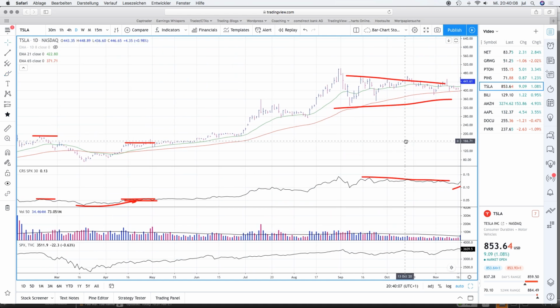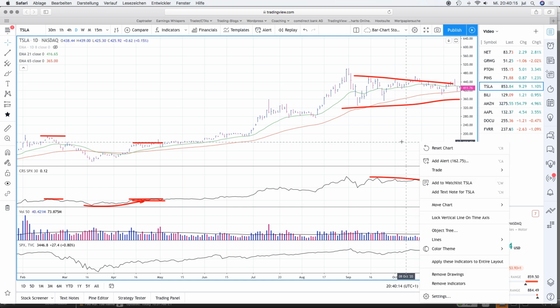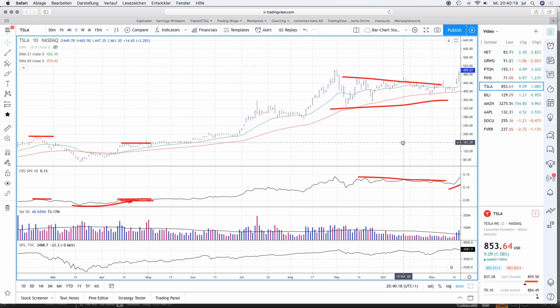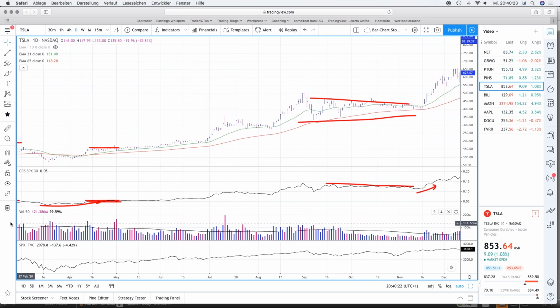And if the RS line is going sideways and is in sync with the price, that's really not an issue or a problem, because only a few days is enough, and then the RS line can be on new highs.